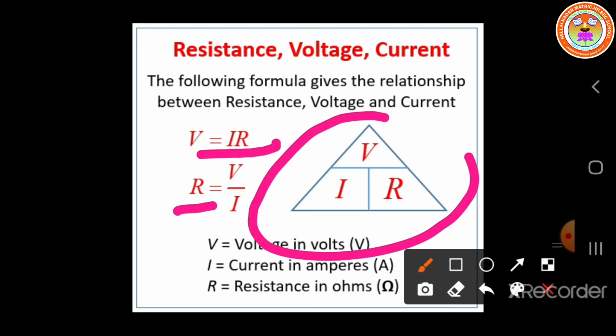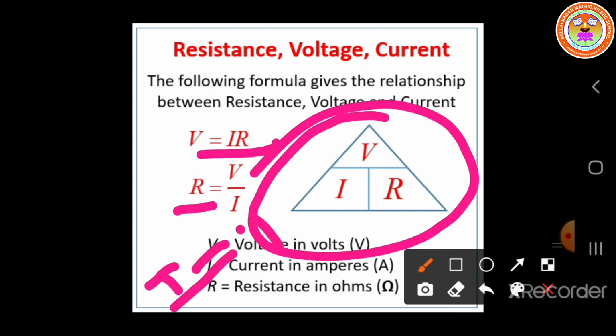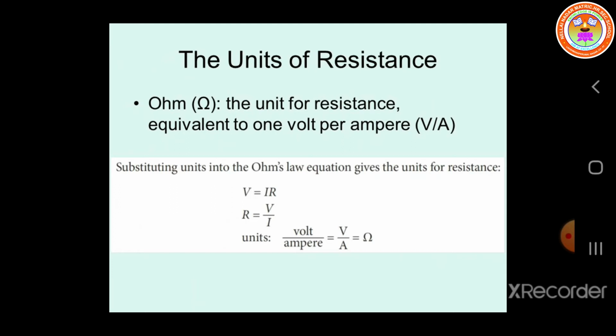We can use this triangle format also. If you want to find out the current, we can modify this formula. Current is equal to V by R. So V is equal to IR, R is equal to V by I, and I is equal to V by R. We can modify the formula. The units of resistance: what I told you, the SI unit of resistance is ohm.